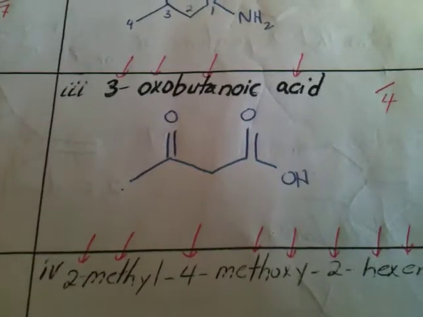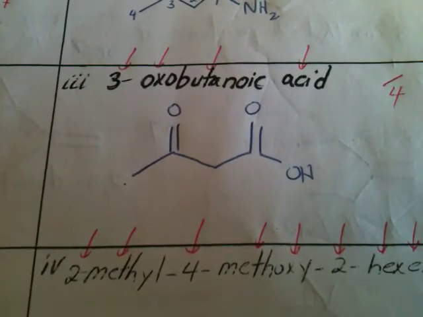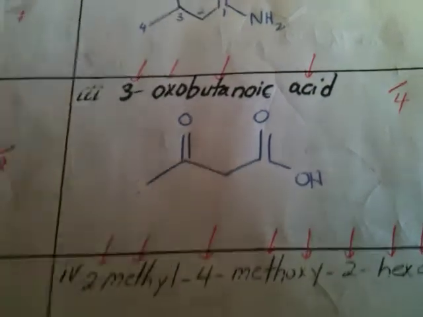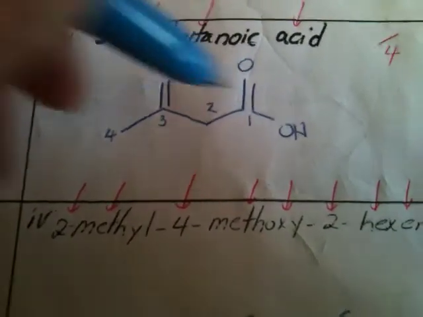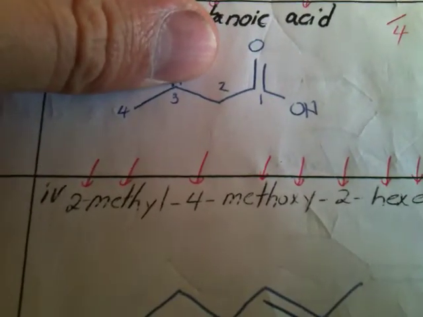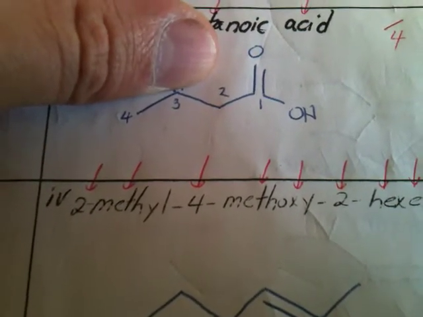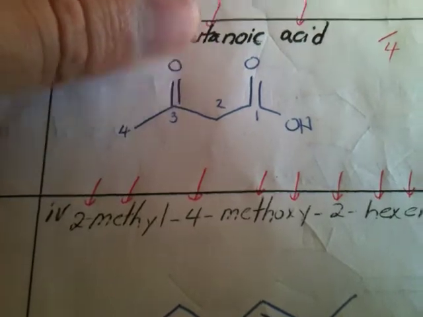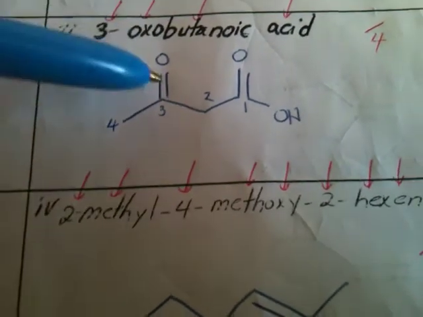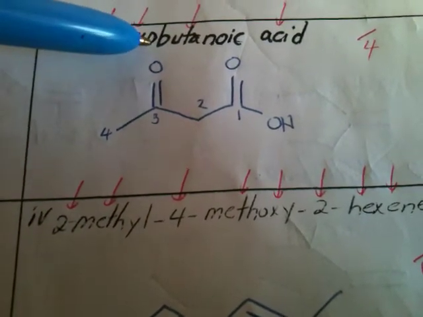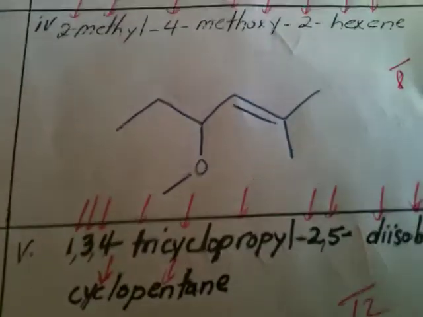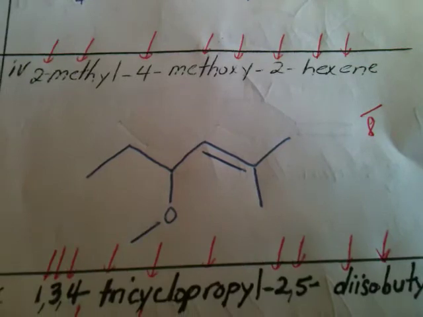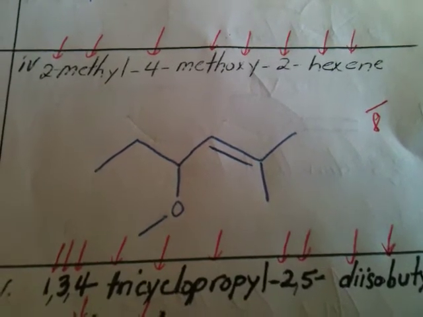The next molecule is called 3-oxobutanoic acid. You can see the numbering. There's butanoic acid. If it didn't have this ketone group on it, it would be simply called butanoic acid, also known as butyric acid. But because there's a ketone at the third position, we add the oxo substituent, so 3-oxobutanoic acid. The next molecule is a hexene with an ether on it.